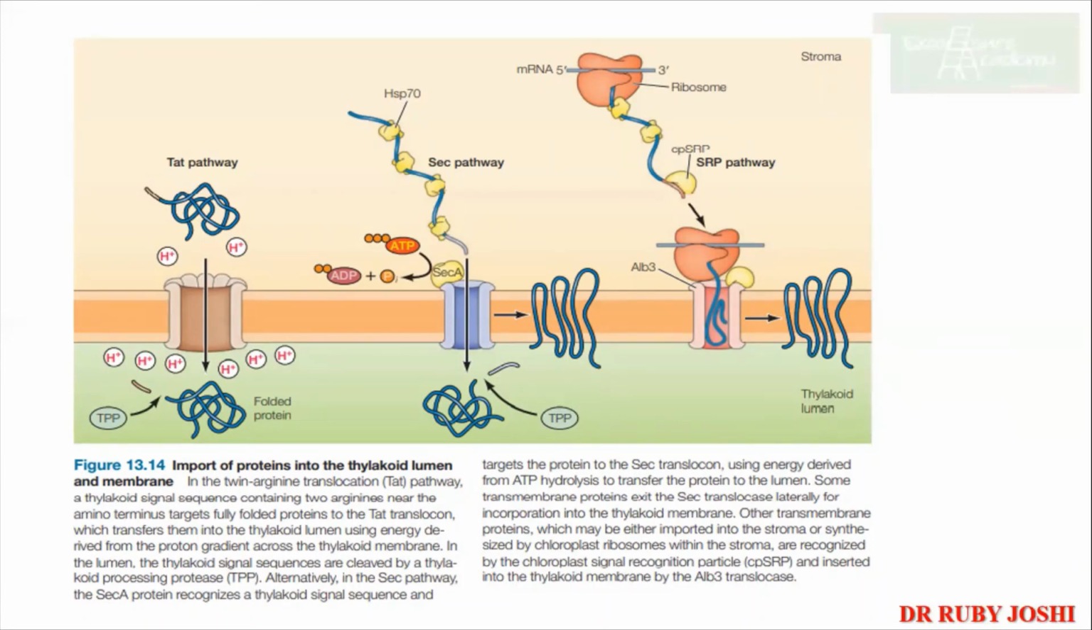So what will it do? It will bring its own ribosome, its own RNA, tRNA, do the translation, and then this will be inserted into the thylakoid lumen. So if you remember, where are photosystem 1 and 2 present? They are present in the thylakoid membrane. So all these will be brought with the help of the SRP pathway then. Yes? Yes, ma'am.